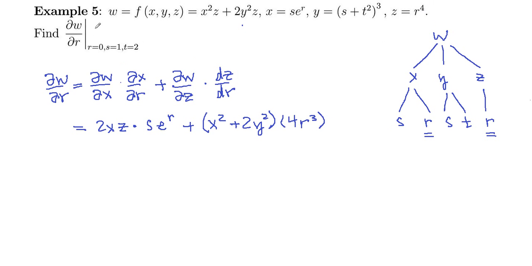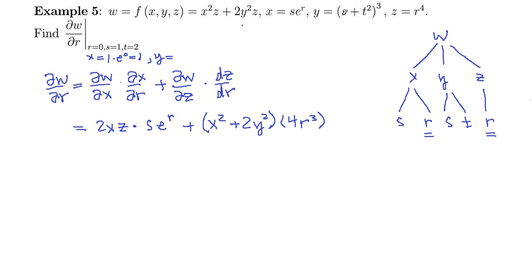So then we have to evaluate at r is 0, s is 1, t is 2. So if we plug those into x, s e to the r, that's going to be x equals 1 times e to the 0, which is 1.